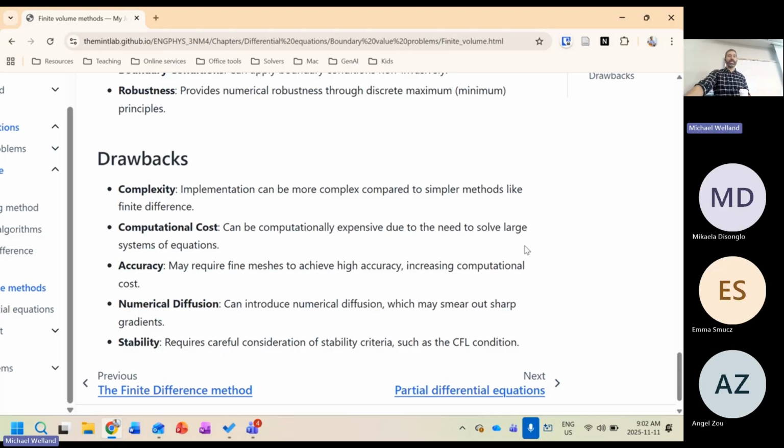It can be computationally expensive because you can get large systems of equations, which is going to be a problem in a lot of cases, but we do at least have our linear solvers behind us. You might have to have fine meshes, especially where things are changing, because you're only focused on that integral over the entire thing.